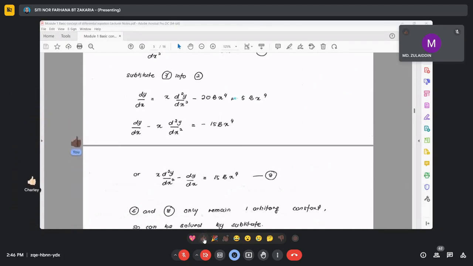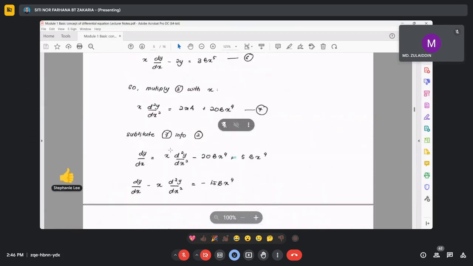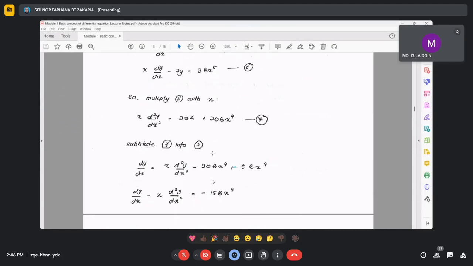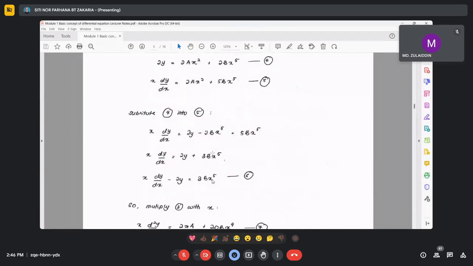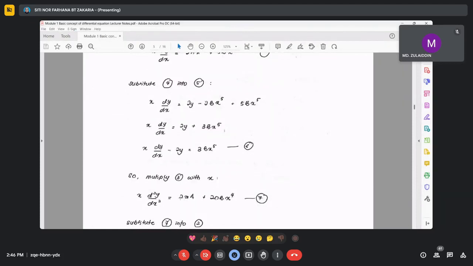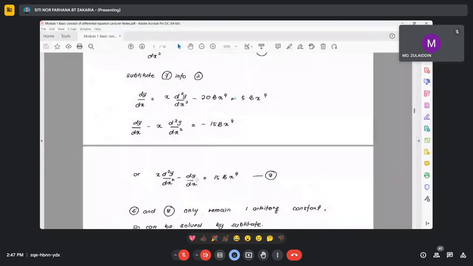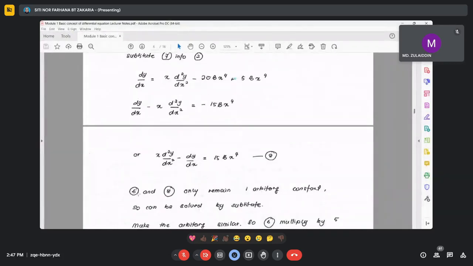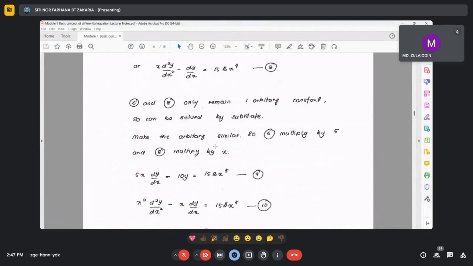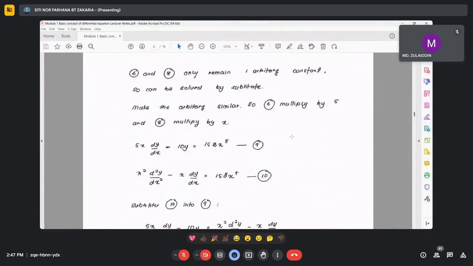Okay, do you understand? Is it unclear or too fast? Okay, so equation 7 you can substitute into 2y because 2 has 2x power of 2xa, 7 also has 2xa, so you can substitute into it. Then you will get equation 8. So 6 and 8 only remain one arbitrary constant.